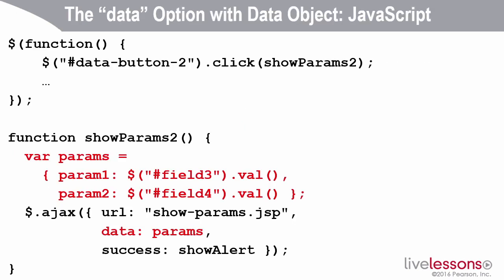All right, so here's an example very similar to the previous one, but now I build an anonymous object, and I supply that object as the value of the data property of $.ajax. The property names must match the parameter names that the server expects, but the property values do not have to be explicitly URL encoded. jQuery will do that automatically.